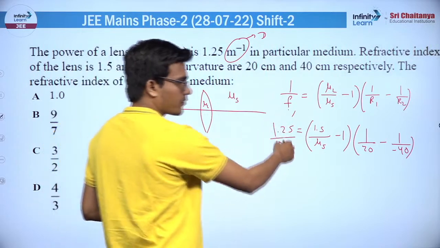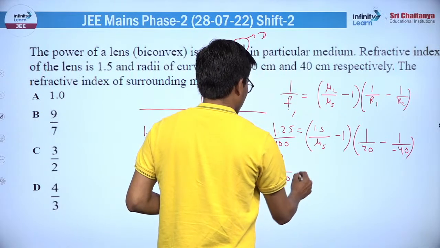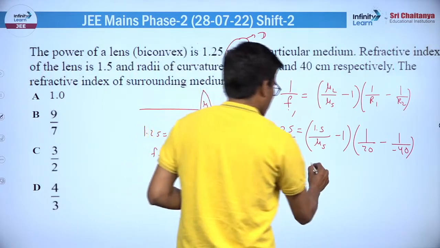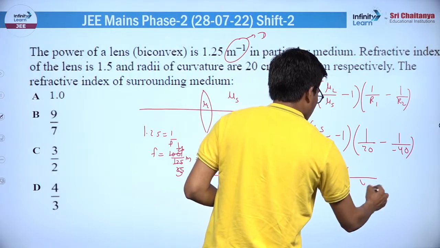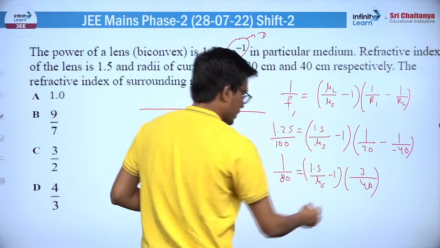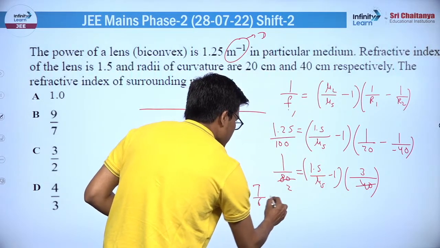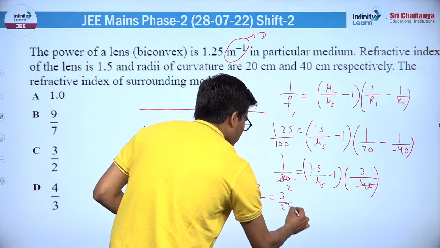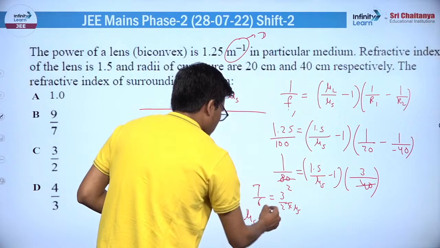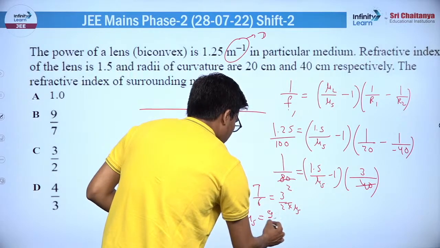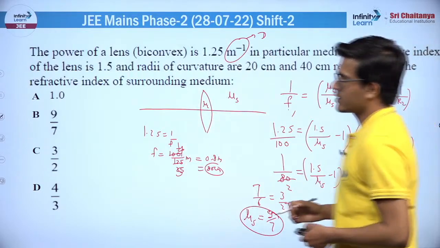So you will write here 1 upon F means 80, you can also write like this, equal to 1.5 upon mu S minus 1. 40 you can take as LCM, upper will be 30. This is 2 times 1 by 6 plus 1 is 7 by 6, is equal to 3 by 2 into mu S. So mu S will be 9 by 7. Mu S will be 9 by 7. That is in B option.